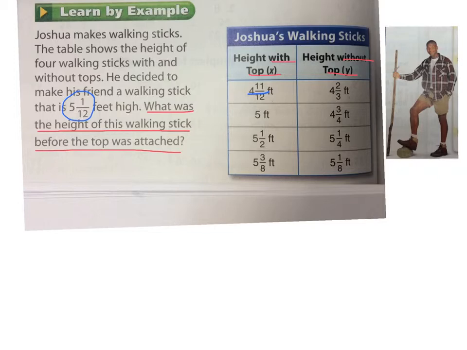This stick was 4 2/3 feet tall without the top, and once the top was added, it was 4 11/12 feet. So what do we need to do to find the height of the top part, of that piece that they added on top? Aditya: Find the difference between the height with the top and the height without. Now what will that tell us? The height of just the top part.